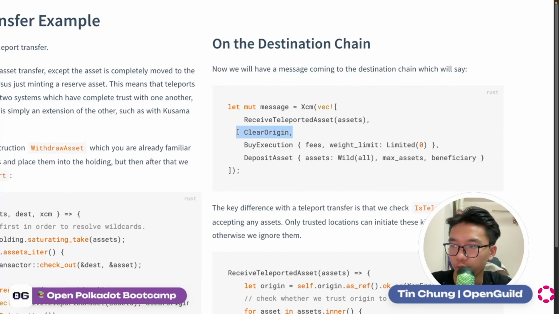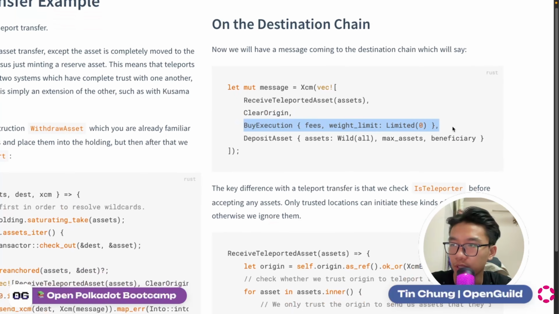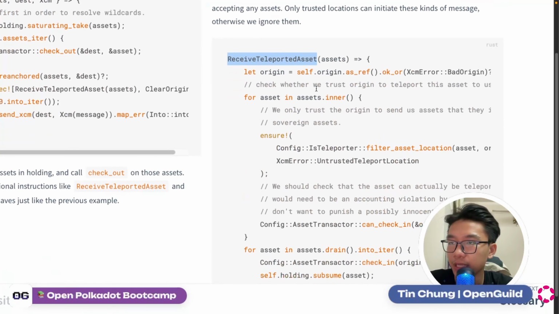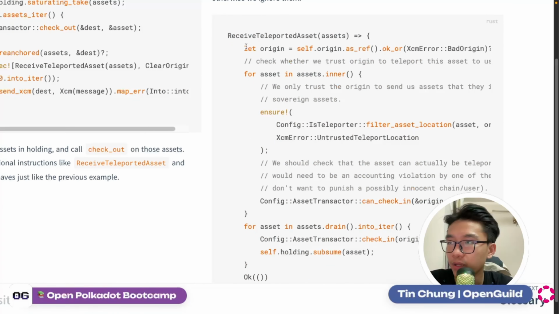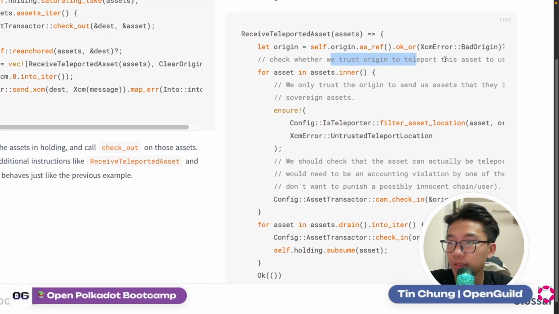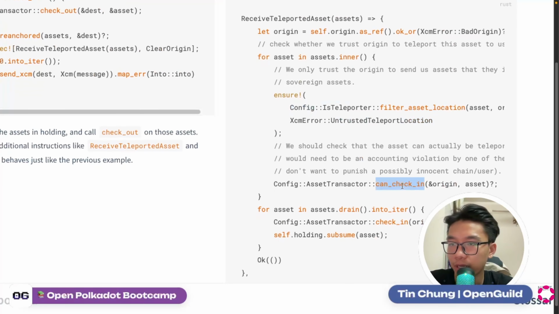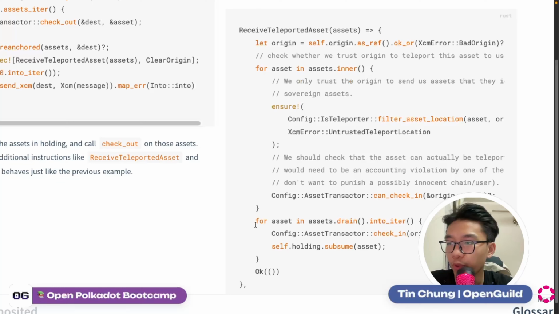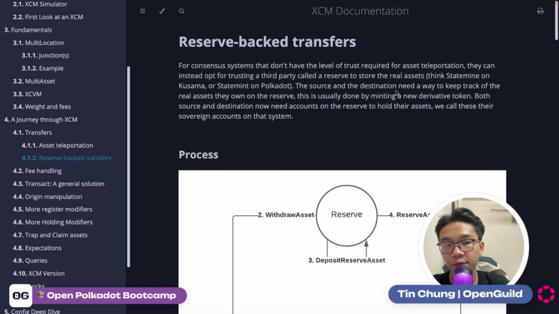Then the clear origin, as we already learned, by executions, and also deposit asset. Then later on, the receive teleported asset is used like the local consensus system origin, and checks whether we trust the origin to teleport the asset to the current chain. If it's a teleporter, then we accept, or we throw this error. And if it can accept, we check out the asset, that means that we bring the asset out. And then we check in the asset. Then we go through all the assets and we subsume them into the holding register. And that is for the asset teleportation.